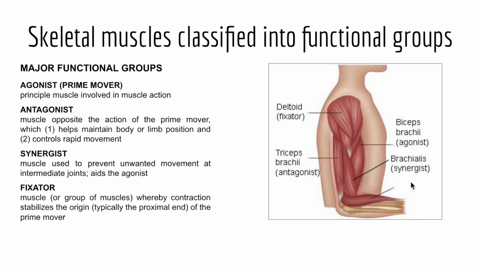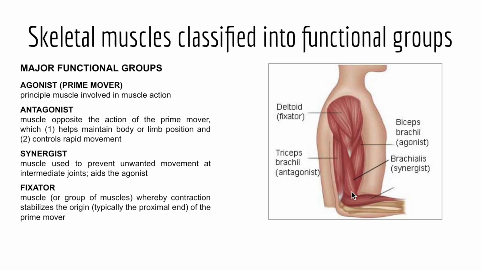Now, when we consider the synergist, our synergist is going to help support the biceps brachii by preventing unwanted movement at an intermediate joint. And so we're looking at the brachialis here. We see the brachialis muscle here. This is our biceps brachii. Here's our triceps brachii. Here's our brachialis.